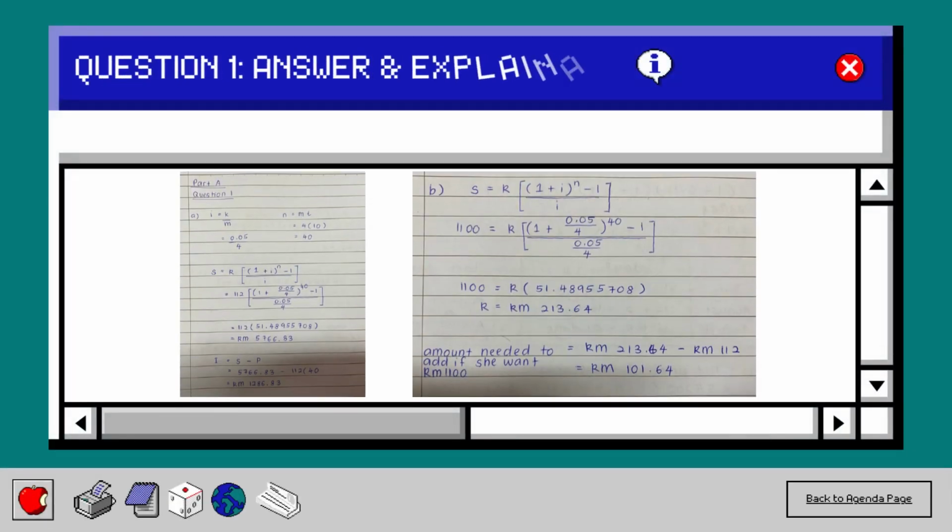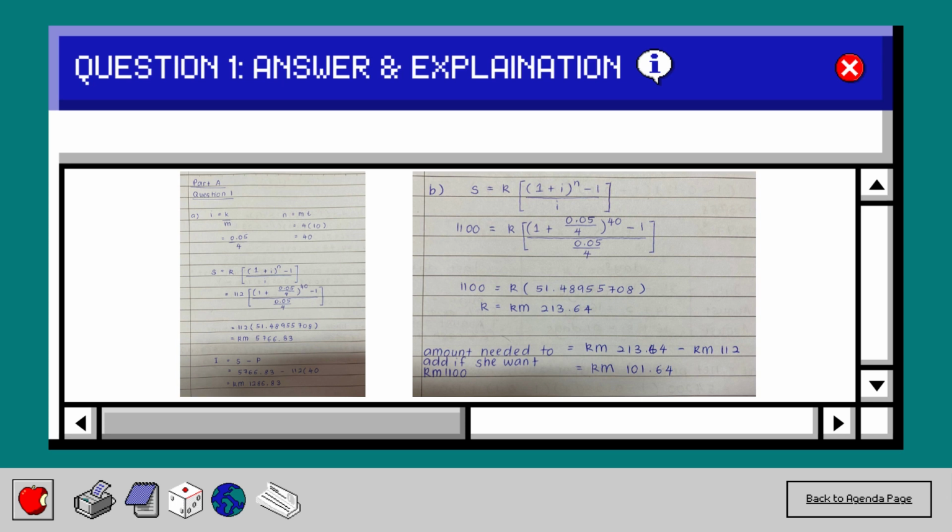Moving to the next slide, for a question, we would have to extract the information that has been given in the question. So i equals 0.05 over 4, and n equals 4 multiplied by 10, which equals 40. So we need to use the future value formula. It is S equals R times the bracket of (1 plus i) powered by n, minus 1, over i. So for the A question, we just need to fill in the blanks.